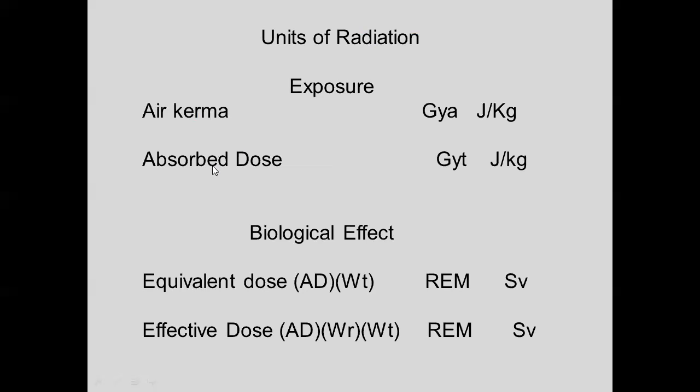Now, once you know the absorbed dose, then you have to figure out what is my potential of biological damage, or what's the biological effect of that radiation. And we have equivalent dose and effective dose. Equivalent dose takes in what type of radiation it was. That's the radiation weighting factor, okay? Radiation weighting factor is different types of radiation, particulate or electromagnetic, will do different amounts of biological damage per unit absorbed dose, okay? So there's a radiation weighting factor.